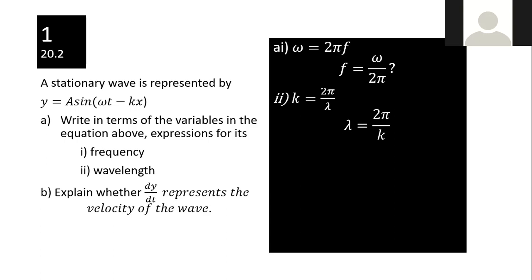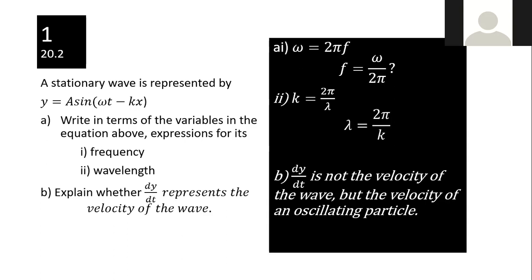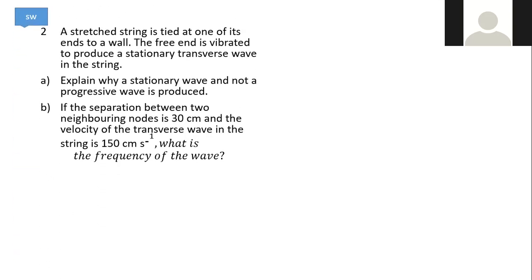Explain whether dy dt represents the velocity of the wave. Yep, dy dt. Is it the velocity of the wave? No. Then what is it? Dy dt is the velocity of the particle in its vibrational motion. It's not the speed of the wave, it's the speed of the oscillating particle in the vertical direction. You need to say no, but not just say no. Explain means you have to tell why.